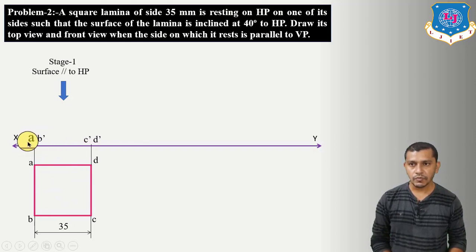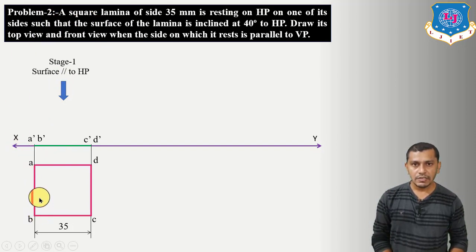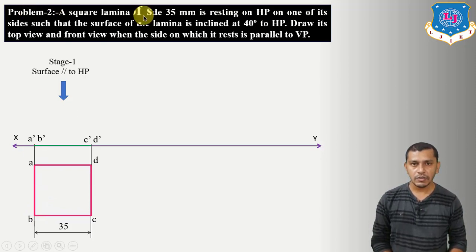We will get the elevations of A, B, C and D. So this is A dash, B dash, C dash, D dash. Now connect these points, we will get the elevation. Right now the elevation is a line because we have assumed a plane parallel to HP, and it will be perpendicular to the vertical plane. And we can say that the plane will rest on side AB on HP, because if it is resting on HP on a side, we have to take that side on the left hand side of the drawing. So here we have taken AB on the left hand side, and right now the plane will rest on side AB on HP.